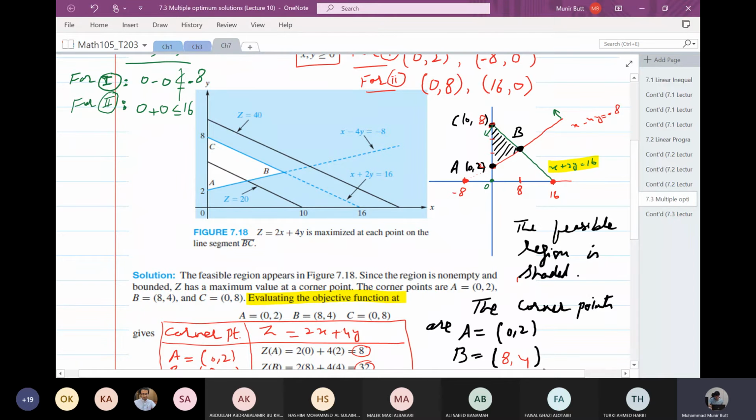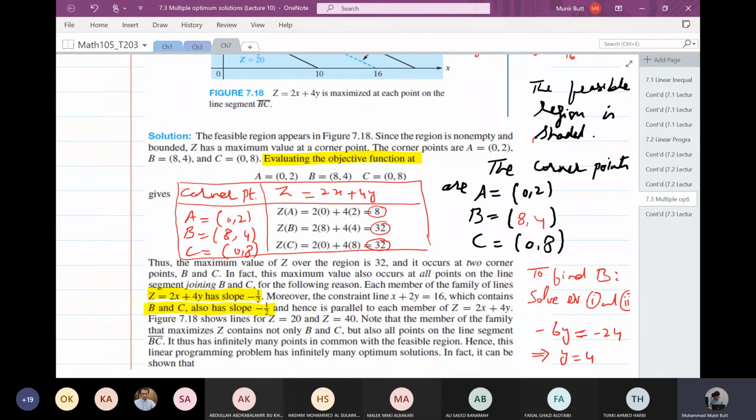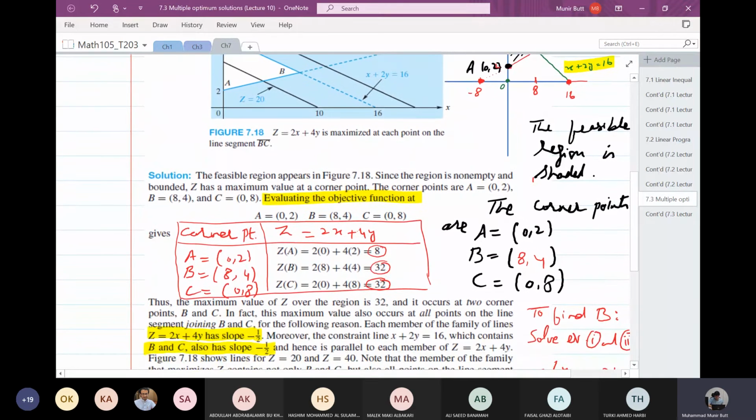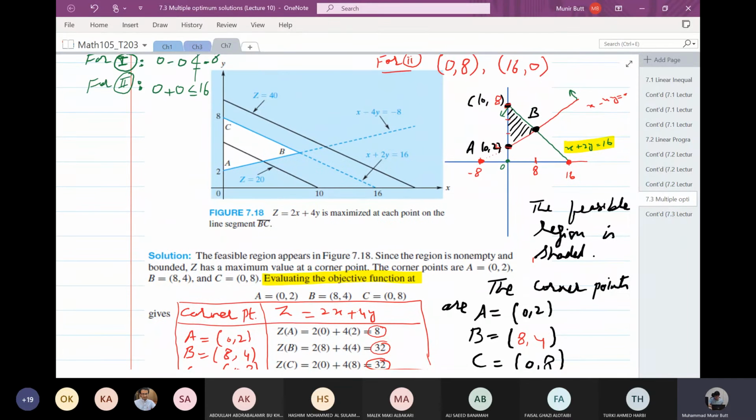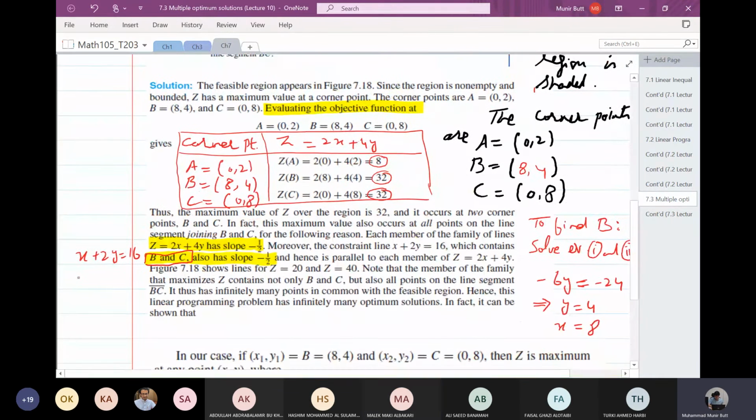If I want to write this in slope intercept form, what will it be? We have x plus 2y is equal to 16. I am talking about the line containing B and C. So this BC is on the green line. Agree? Yes. Now if I write it in slope intercept form, it is minus 1 over 2x plus 8. Agree? Yes.